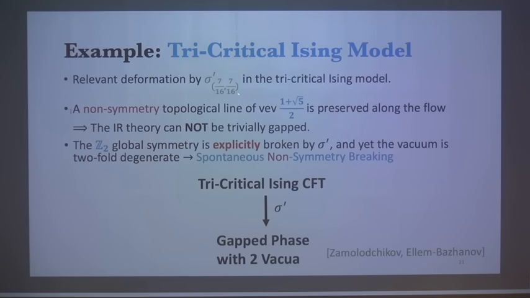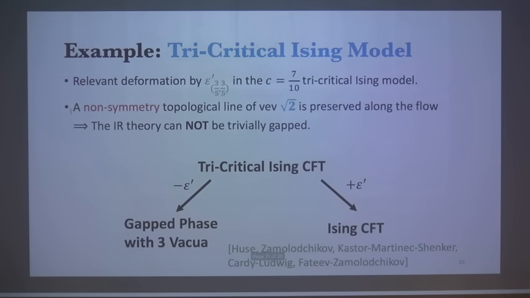Let's consider a second example where we deform the tricritical Ising model by the subleading magnetic field. In this case, maybe I should also mention that for this sign of the coupling, this non-invertible line whose VEV is square root 2 that's being preserved along the flow becomes the L sub sigma non-invertible line that we talked about earlier in the Ising model.